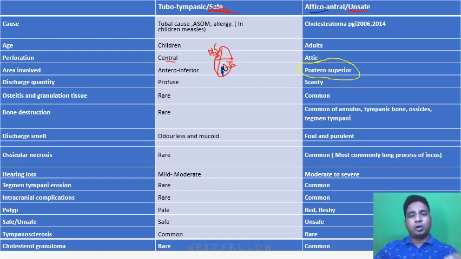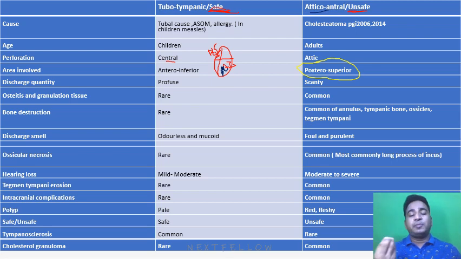So let's talk about safe CSOM. Central perforation, mostly anteroinferior quadrant, mostly in children, because of the blockage of the eustachian tube. There will be profuse discharge, the discharge is larger in quantity. Then comes the osteitis or the granulation tissue. They are rare, but may happen in tubotympanic if it is long-standing or if the bacteria involved is like Pseudomonas, which is very aggressive. So Pseudomonas infection may lead to osteitis or granulation tissue. And ossicular erosion may also happen.